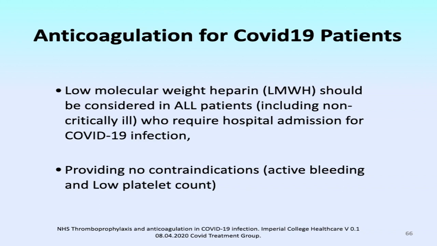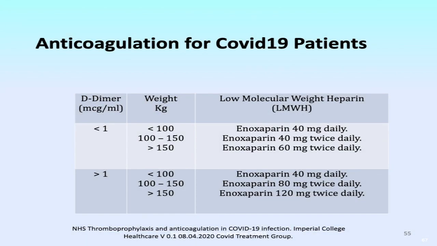Anticoagulation is very important. So low molecular weight heparin should be considered in all patients, including patients admitted with COVID-19, providing no contraindications. And these are the recent recommendations for COVID-19 patients. So we'll go with low molecular weight heparin according to the D-dimers, less than 1 or more than 1, and according to the weight.